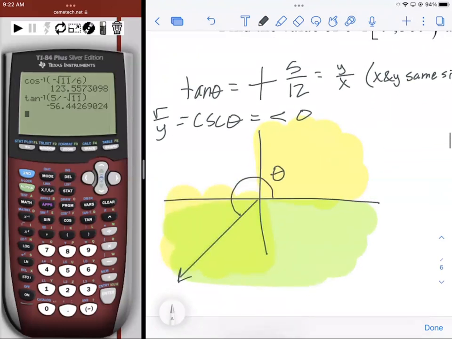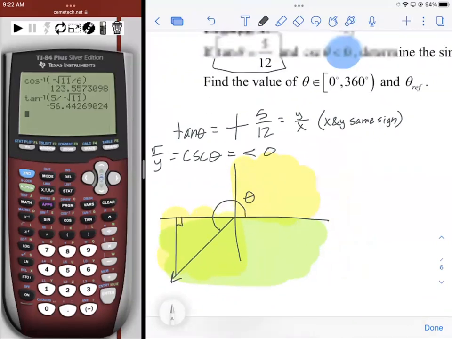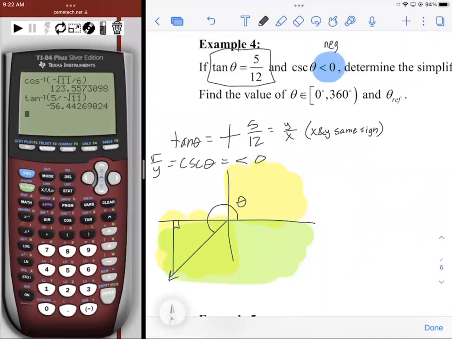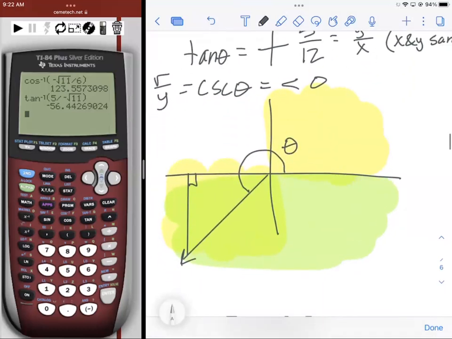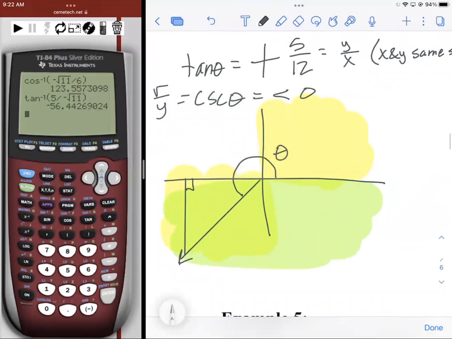All right, so now it's the same. We'll drop a perp, creating a reference triangle. We'll label the sides. It's 5 and 12. Now here's where again we have to be careful. Tangent is y over x, so it's 5 for the y and 12 for the x. But is that right? The lengths are 5 and 12.